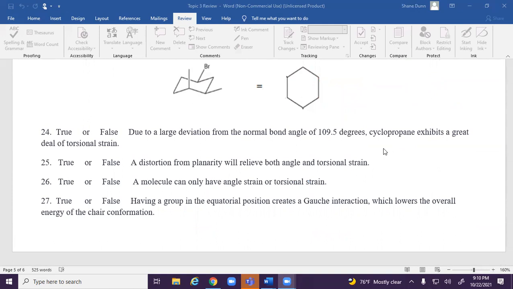Okay. Due to a large deviation from a normal bond angle of 109.5, cyclopropane exhibits a great deal of torsional strain. Why is it false? Well, the angle for cyclopropane is 60, right? The way it's worded, it's going to be false. The word is deviation, right? It's making it seem like it would be more than 109.5. You can't be higher than 109.5 because that's just the line dot structure.